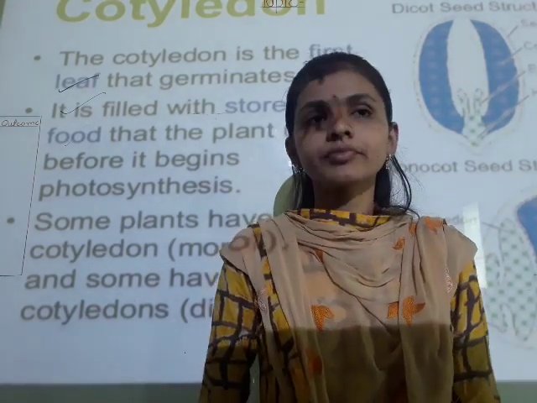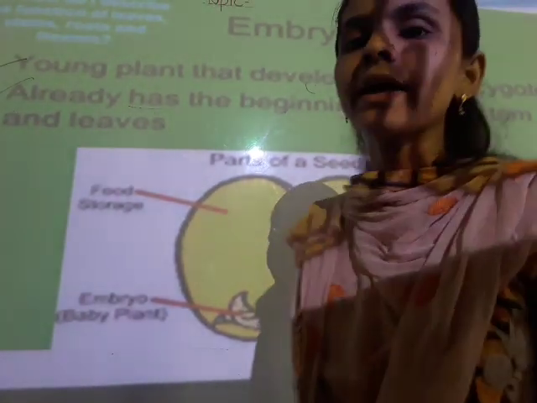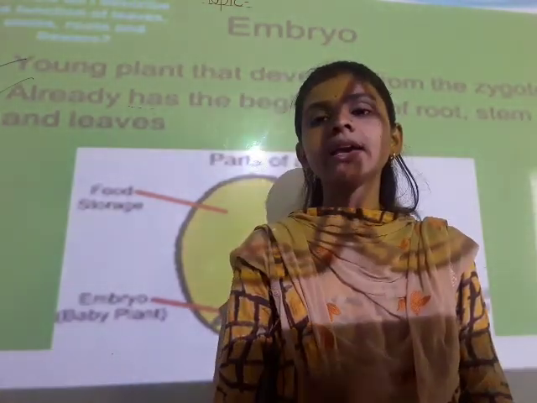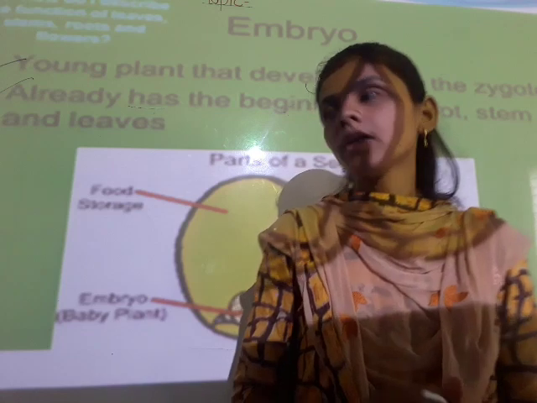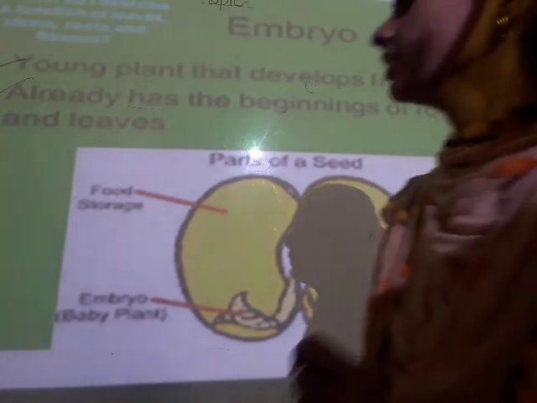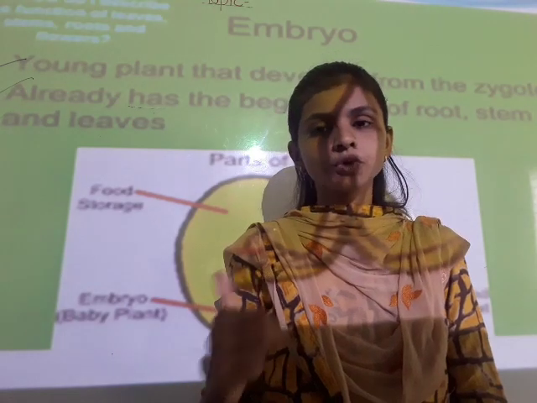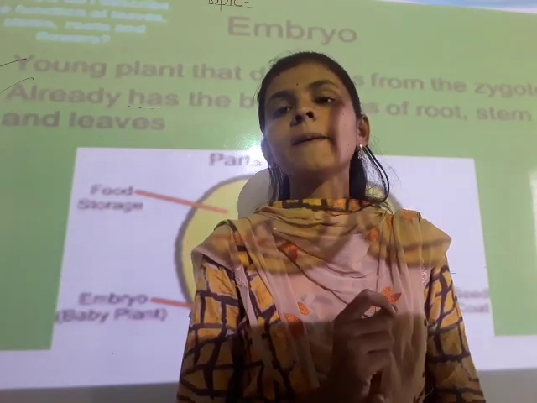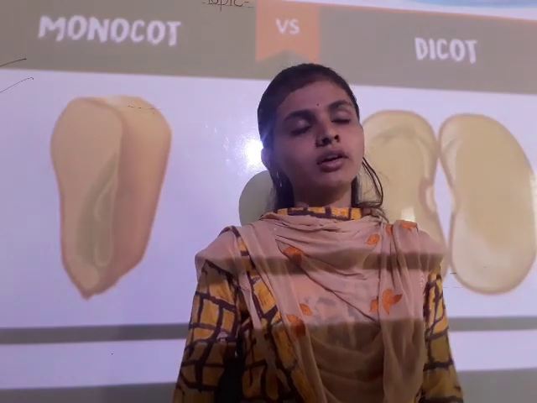And the next is the embryo. So here you can see the embryo. It is none other than a young baby, a young plant or the newborn plant. Plant में जो भी सबसे पहले leaves आते हैं, young leaves होते हैं या तो young plant होता है, that is known as the embryo, and it already has the beginnings of the root, stem and the leaves. And जो embryo होते हैं उसकी beginning कहाँ से होती है? Root, stems और the leaves. So this is an embryo, and embryo is none other than a newborn plant or the young plant. And the seed coat protects the embryo.